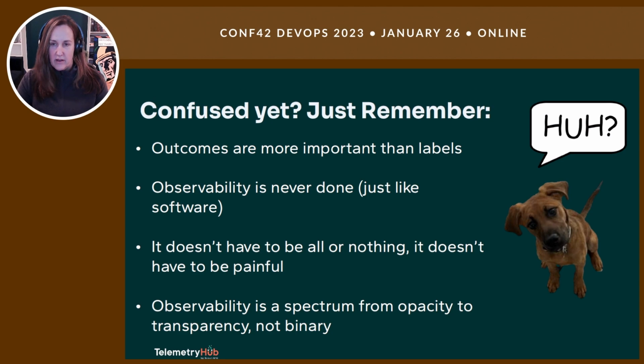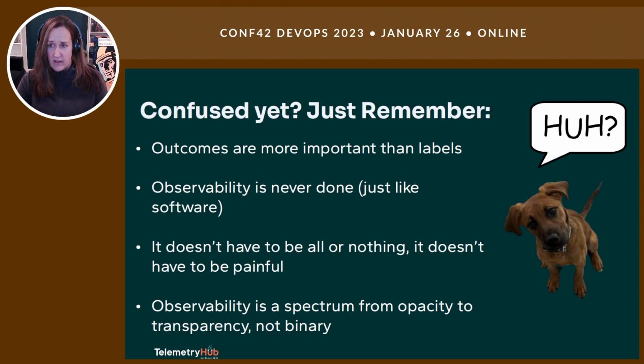The thing I want everybody to remember is that the outcomes are more important than the labels. Whether or not you call it observability or monitoring really doesn't matter. You just need to know that you can support your applications the best way possible. It's also something that's never done. Just like software evolves and advances, you need to update your monitoring or observability. It's not a checkbox where you can just say, all right, now we're observable, and set it and forget it.